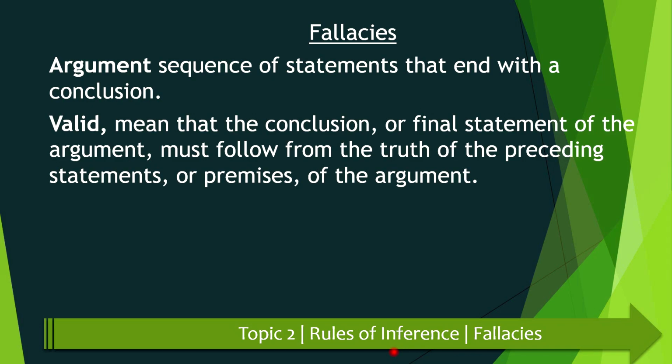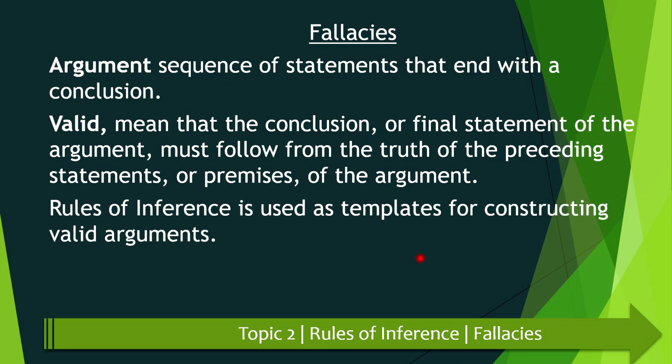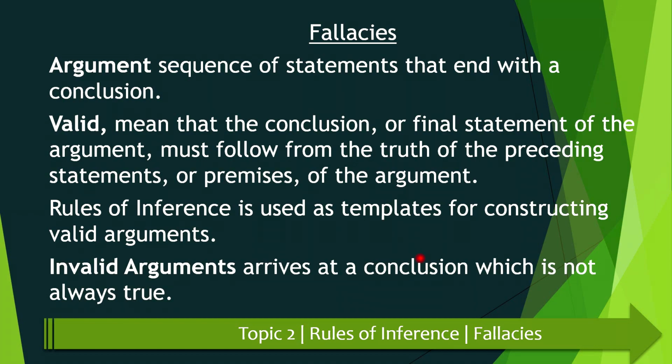A valid argument means that the conclusion or final statement of the argument must follow from the truth of the preceding statements or premises of the argument. This means that a valid argument arrives at a conclusion which is always true. And with that, we use the rule of inference, because the rule of inference is used as a template for constructing valid arguments. But what about the invalid arguments? Well, invalid arguments arrive at a conclusion which is not always true.